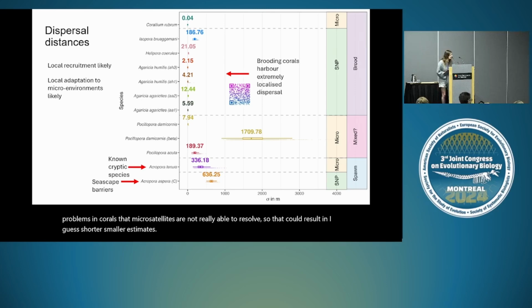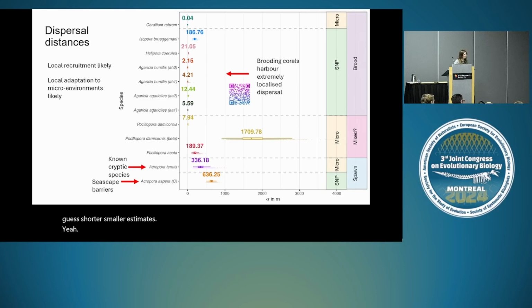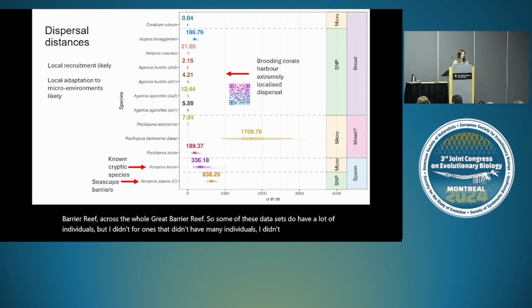We only had 27 datasets for corals, so I don't know if you would be able to find these trends, but did you notice any differences based on the number of individuals that were included in these different studies? Did you see different trends if there were more individuals versus fewer individuals? No, not really. Most of these datasets have quite a few individuals. One's on the Great Barrier Reef, across the whole Great Barrier Reef. So some of these datasets do have a lot of individuals, but for ones that didn't have many individuals, I didn't find IBD signals.